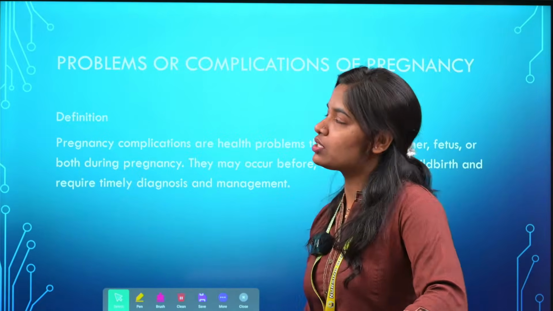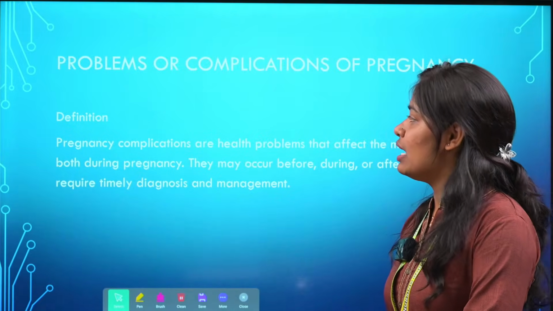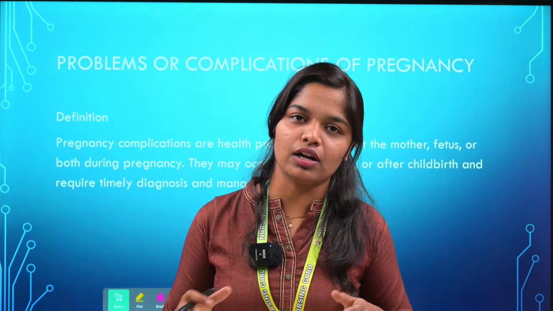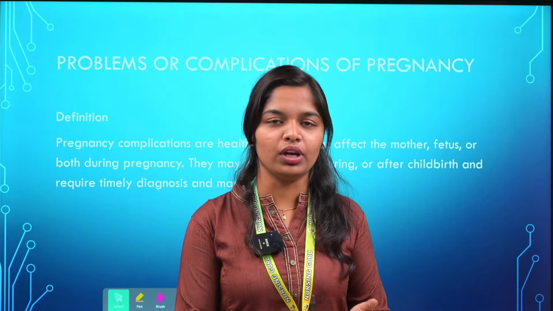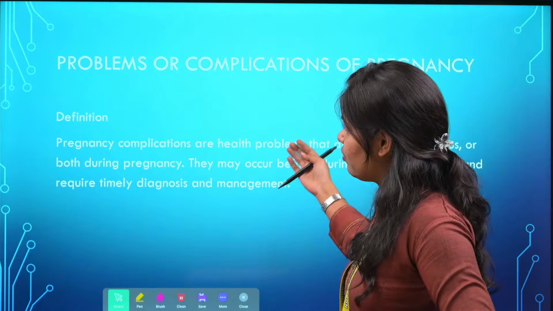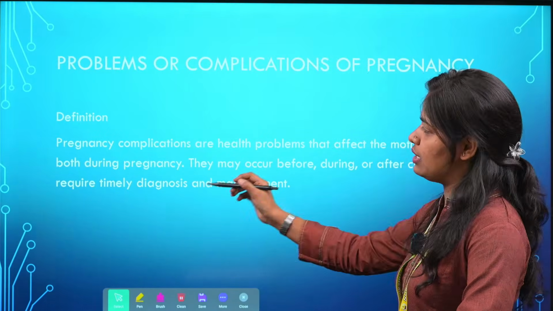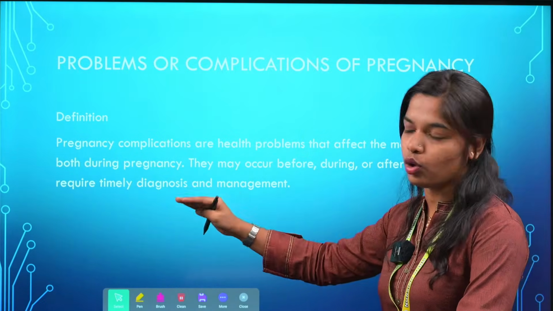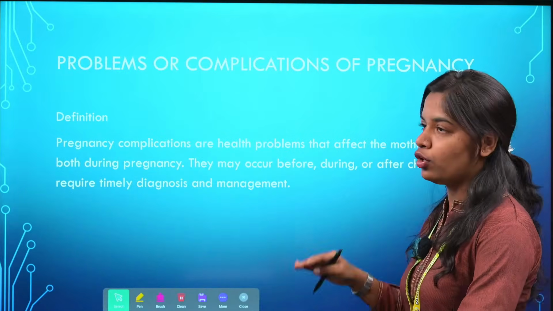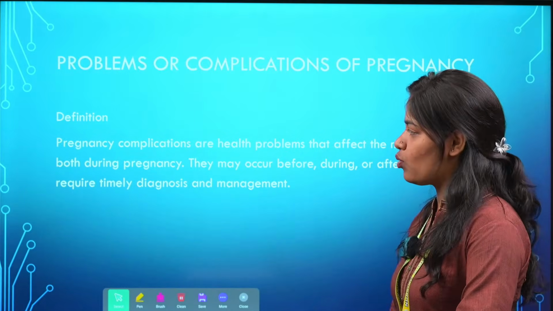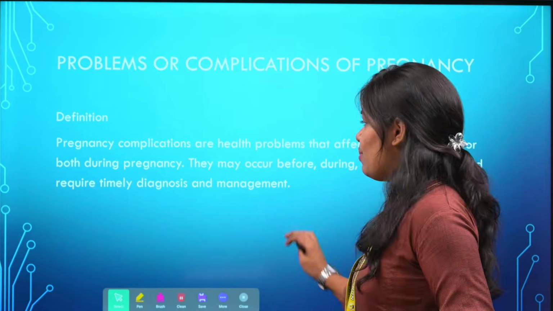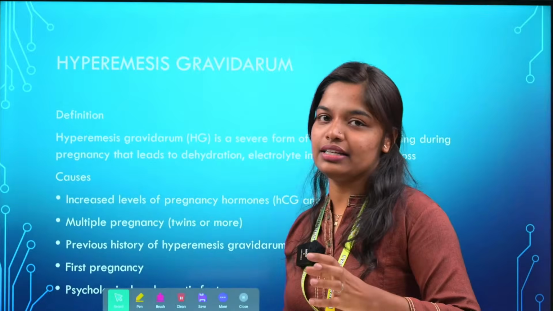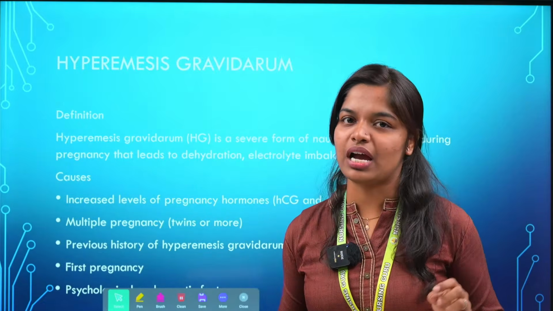Problems or complications of pregnancy: the mother or the fetus or both can have problems during pregnancy, and we call it a complication of pregnancy. Pregnancy complications are health problems that affect the mother, fetus or both during pregnancy. They may occur before, during or after childbirth and require immediate diagnosis and management. In that, first we are going to study the complication at the time of pregnancy, that is hyperemesis gravidarum.